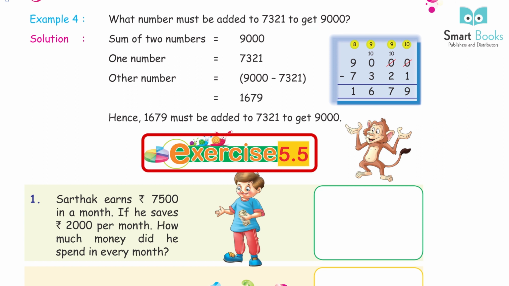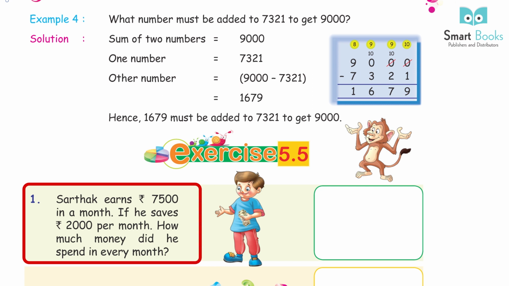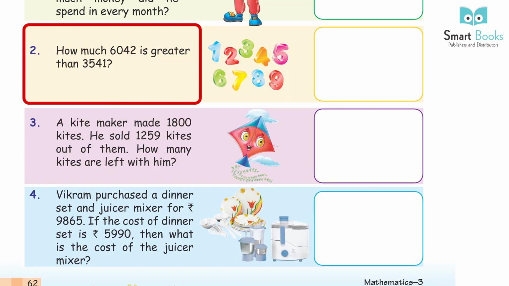Exercise 5.5. Question 1. Sarthak earns rupees 7500 in a month. If he saves rupees 2000 per month, how much money did he spend in every month? Answer. Rupees 5500. Question 2. How much is 6042 greater than 3541? Answer.